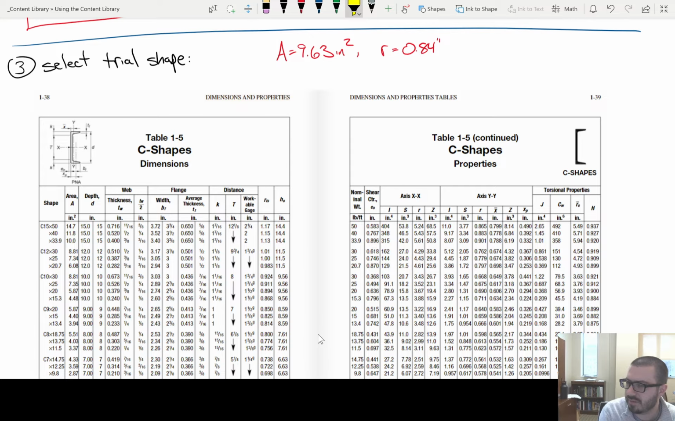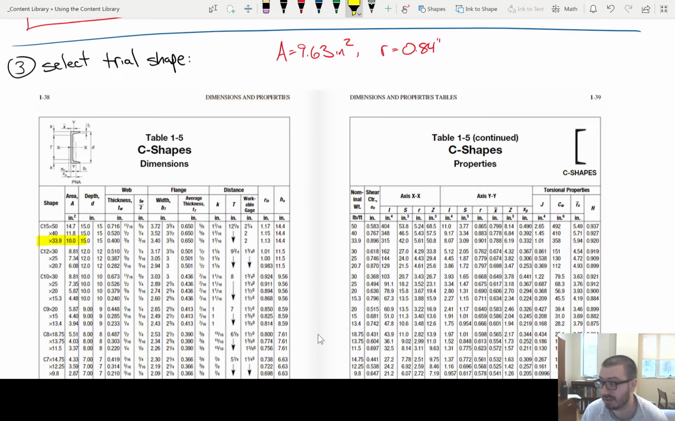So for example, if I'm looking over here on the left, let's just take the C10 by 30. Well, that isn't going to work because its area is 8.81. That's not enough. It's not going to have enough capacity, and it's going to fail. So that member doesn't work. So let's see. What about the 20.7? That's not going to work. That's not going to work. What about the C15 by 33.9? It has a cross-sectional area of 10 square inches, right? The next one smaller only has a cross-sectional area of 8.81. So I obviously couldn't select this member because it's too small. The next highest one up is a viable candidate. So I think that's the one that we should pick.